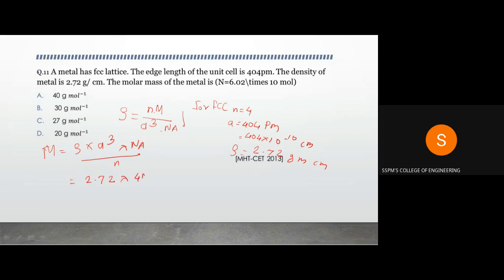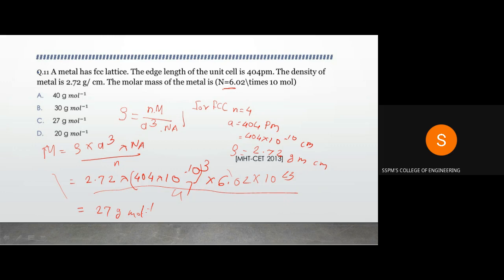So 2.27 into 404 into 10 raised to minus 10 cube, into the value of N A, 6.02 into 10 raised to 23, upon the value of n. n is equal to 4. So the answer is equal to 27 grams per mole. So C is the correct answer.